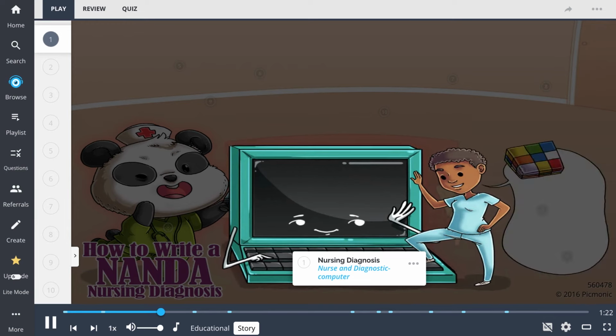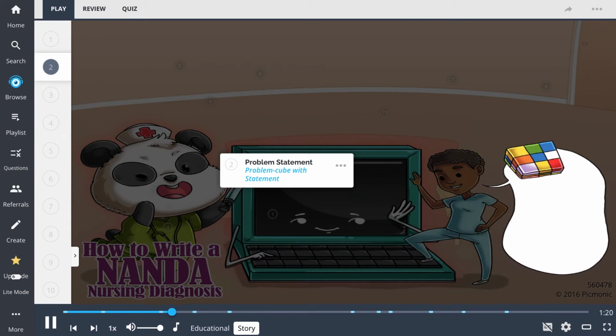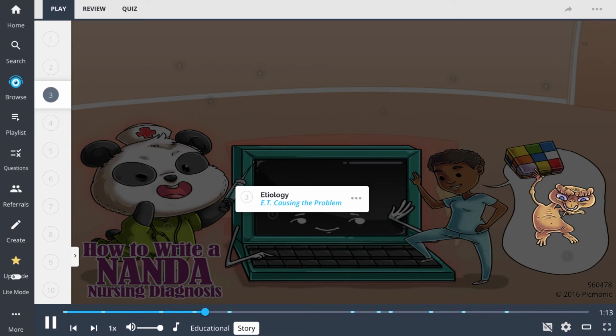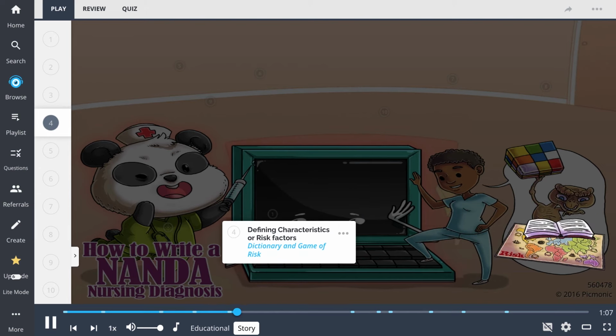My problem statement, we have a cheat in our midst, and he's causing a ruckus with the problem cubes. Oh, let me guess. Is it E.T. again? He is always the etiology of trouble. Yes, this time he's using a dictionary to cheat in all the games, including risk.